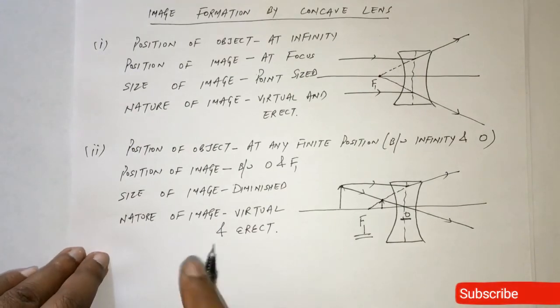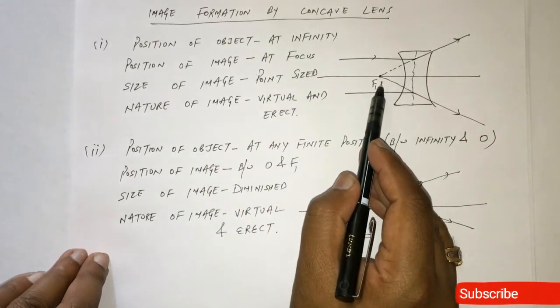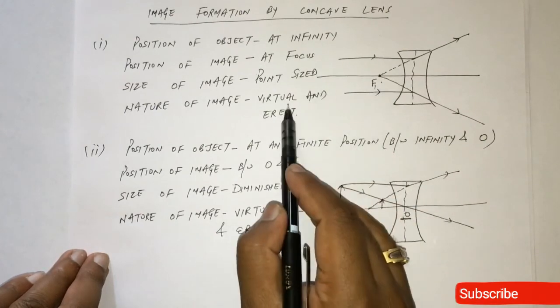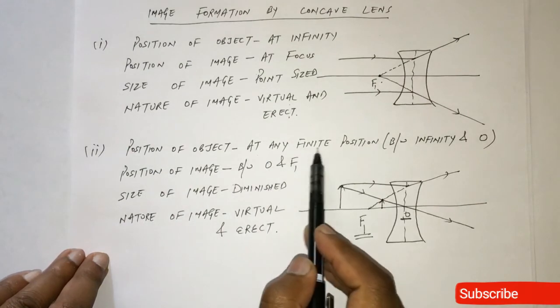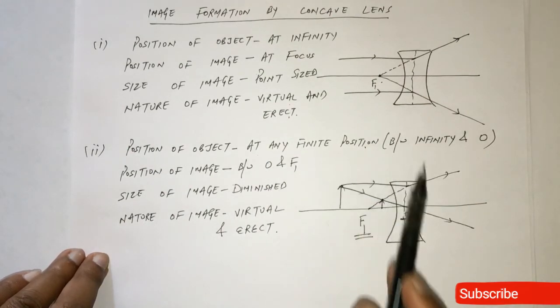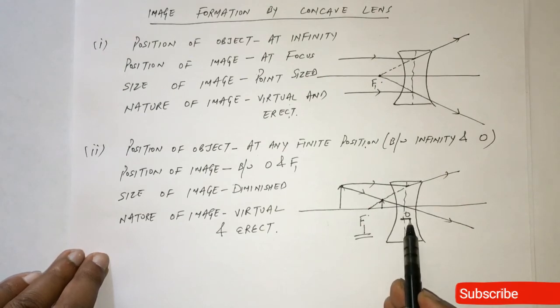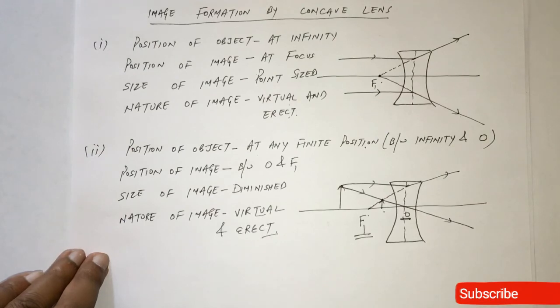I am repeating again. If the position of object is at infinity, in that case the image will form at focus. Fine. It will be point sized and nature is virtual and erect. If the object is placed at any finite position, in that case the image will form between focus and optical center. The image will be diminished and virtual and erect.